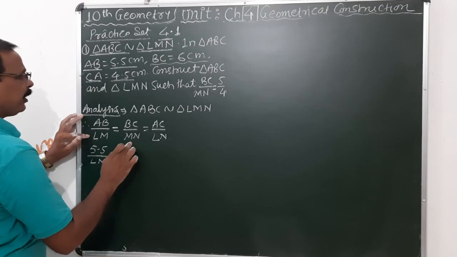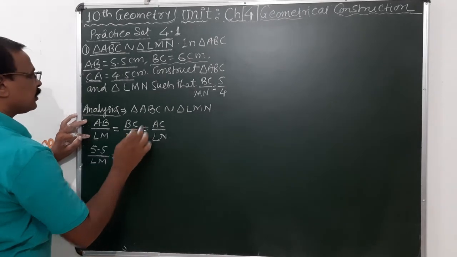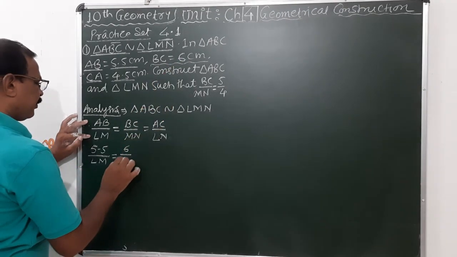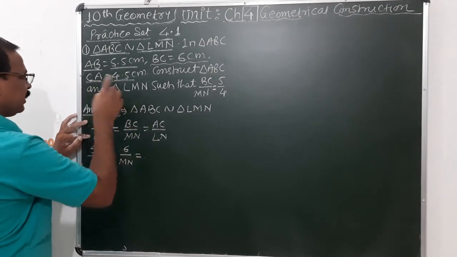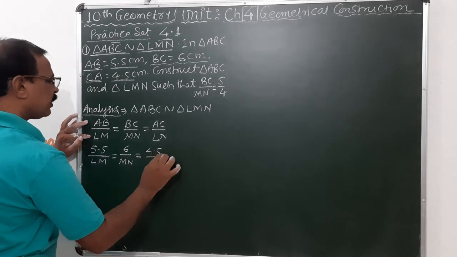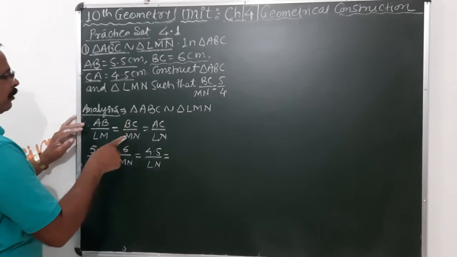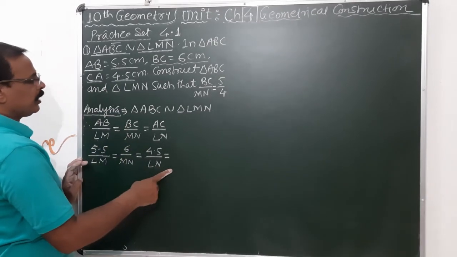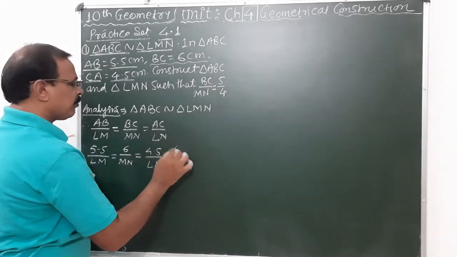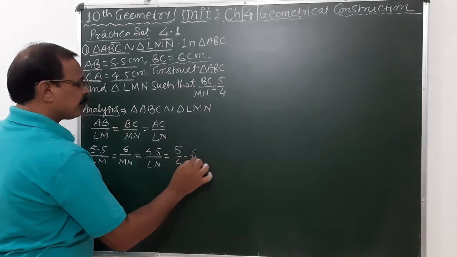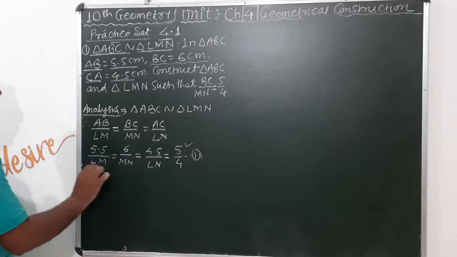BC upon MN, the complete ratio is given here, but here the value of BC is given, so I write first BC is 6, MN we don't know, which is equal to AC, that is CA, that is equal to 4.5. LN we don't know. Now this is an equal ratio, and the value of one of the ratios, BC upon MN, is given as 5/4. So I put it here as 5/4, number 1. Now by using this ratio we can very well find these values.